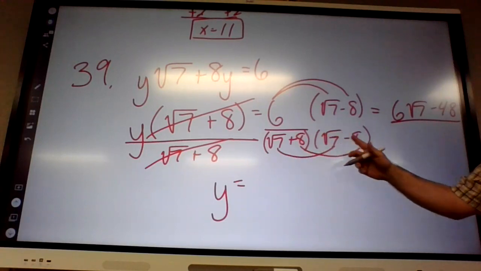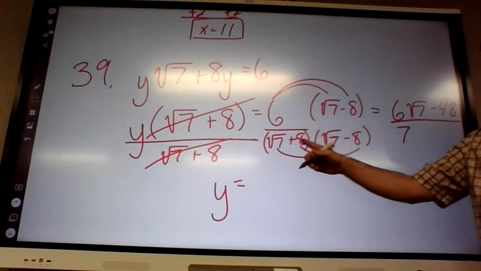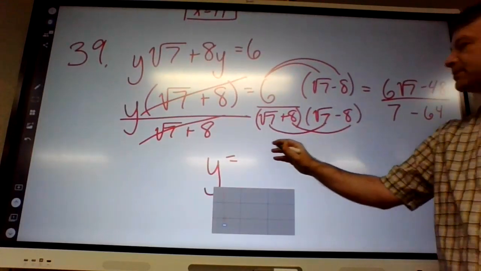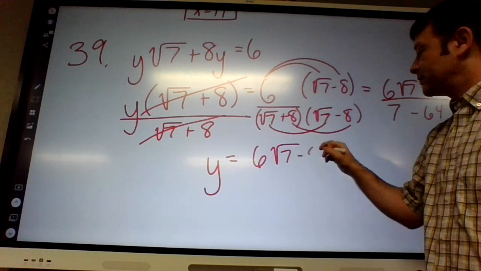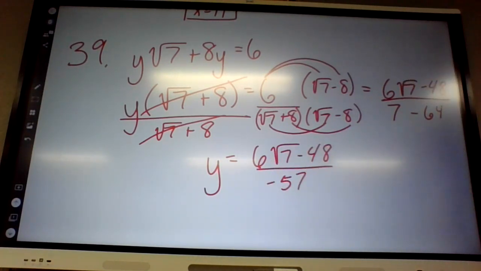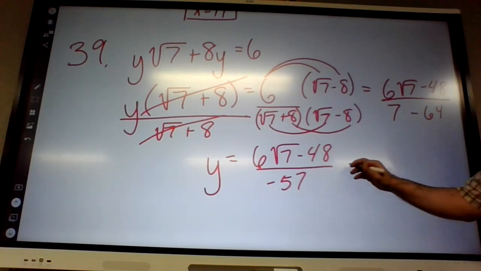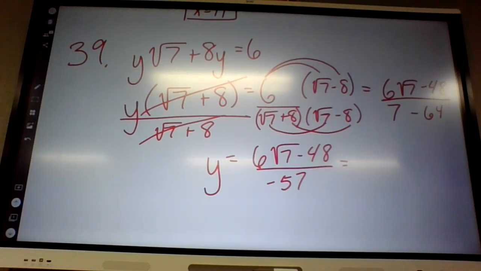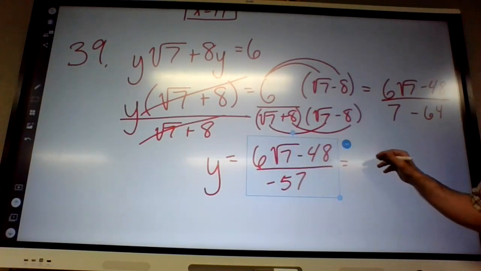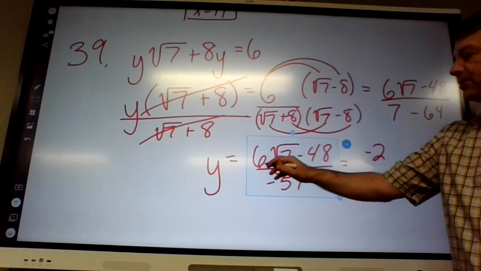Square root of 7 times square root of 7. 8 times minus 8 is minus 64. 7 minus 64, I believe that's negative 57. So y squared is 7 minus 48. Negative 57, yeah, 3 does go into that, doesn't it? Darn it. So if we divide, I'm going to divide by negative 3. You don't have to, but on all these.